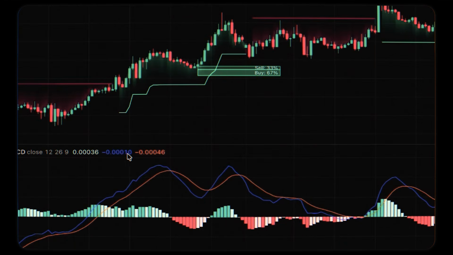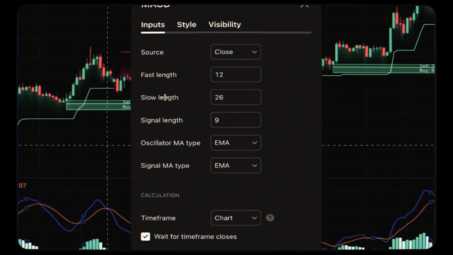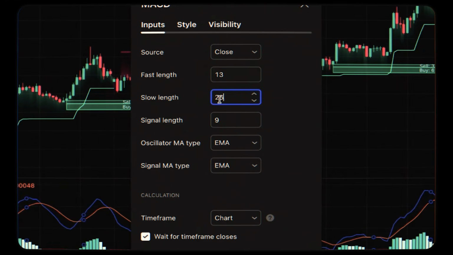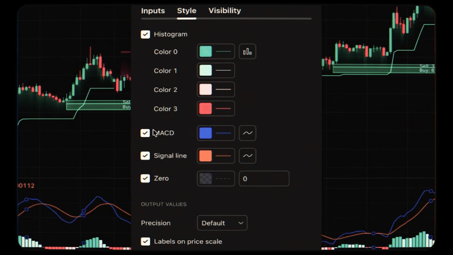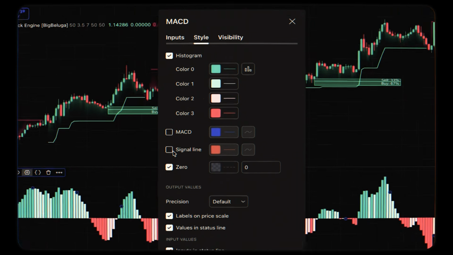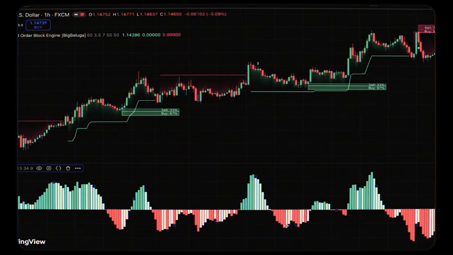So here we go to the settings of MACD, and here for the fast length we set it at 13, and for the slow length we set it at 34, and finally we go to the style tab and we remove MACD line and signal line because we only need the histogram. Alright, now let me teach you how you can trade based on this setup.